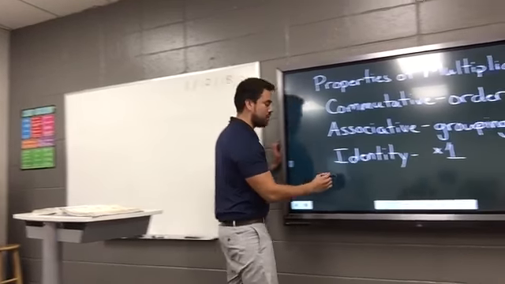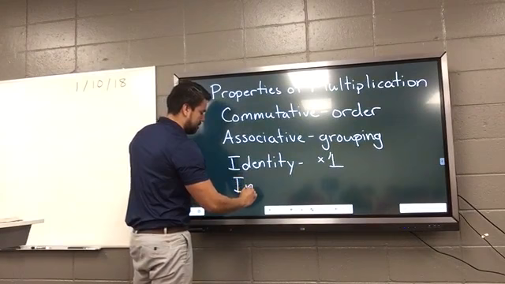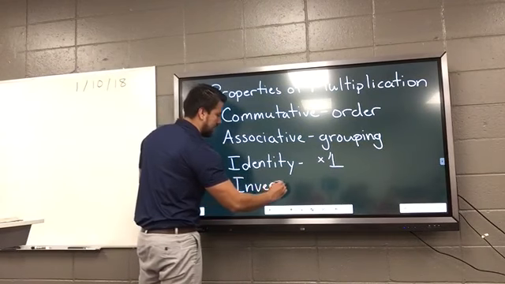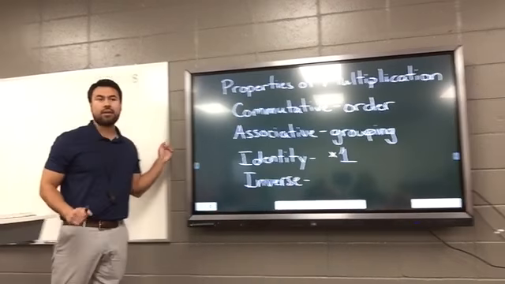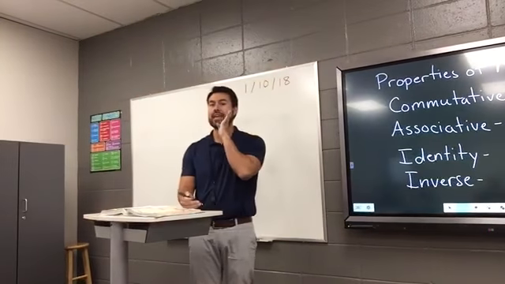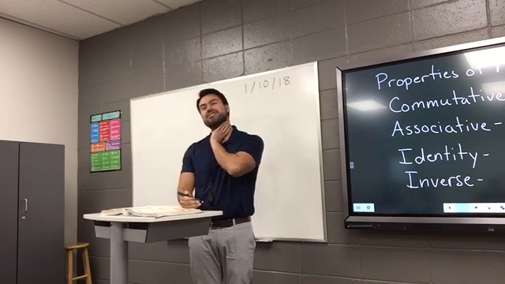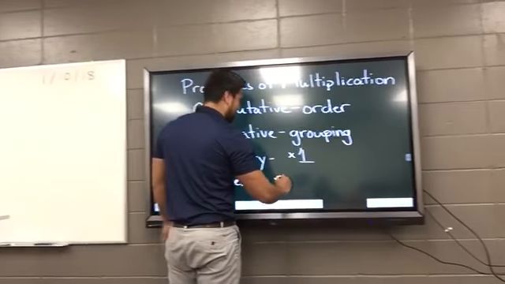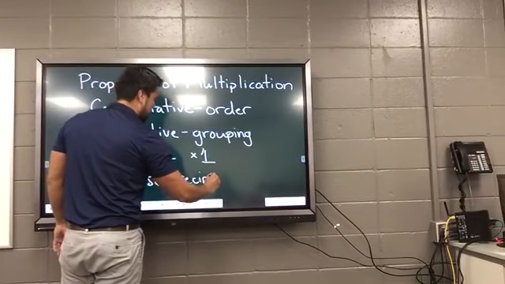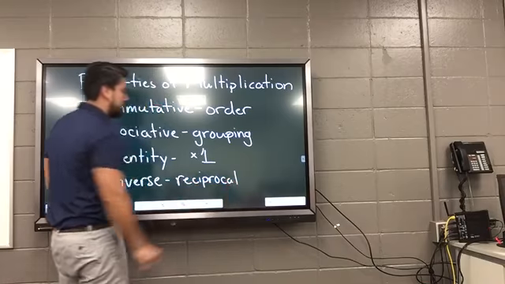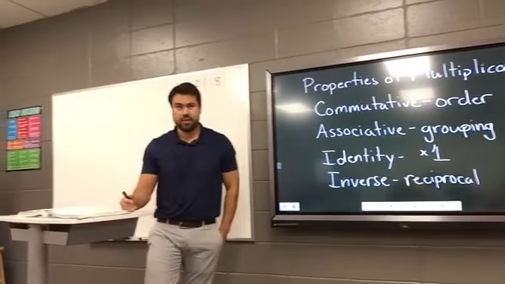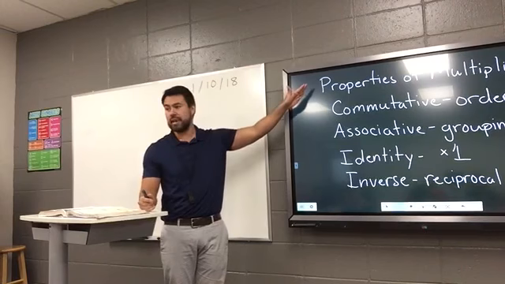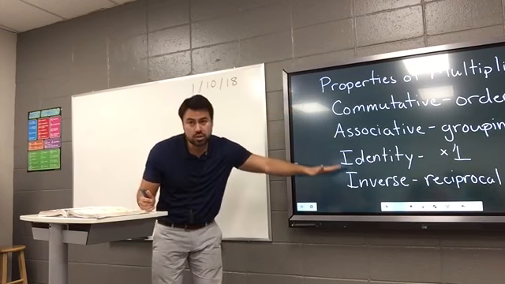And then the last one we looked at yesterday, the inverse property. And what's another word for multiplicative inverse? Chelsea? Reciprocal. That's what you need to know. Reciprocal. Okay. These are the properties of multiplication for integers.